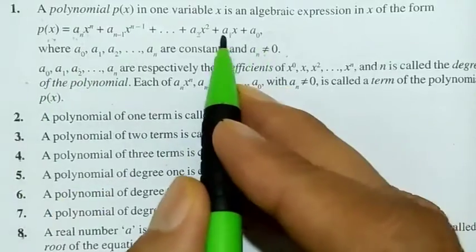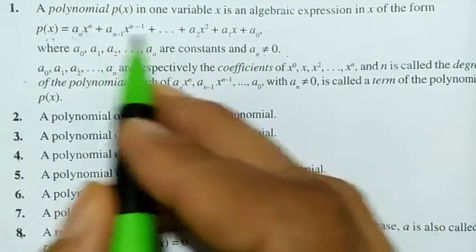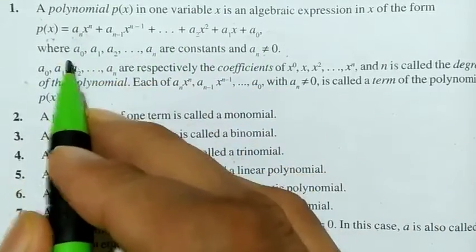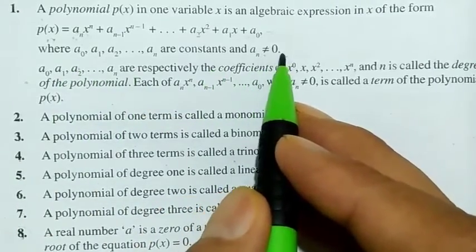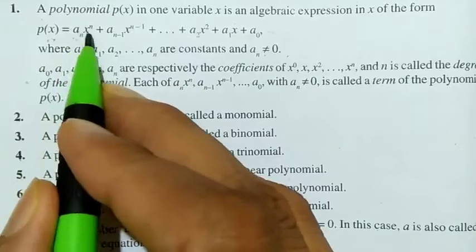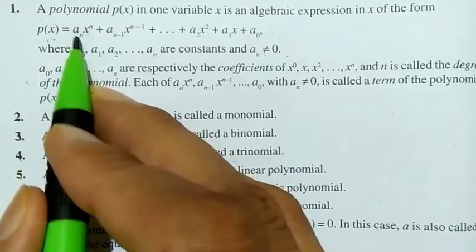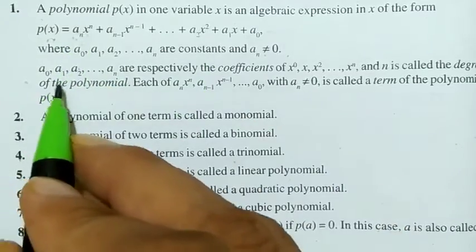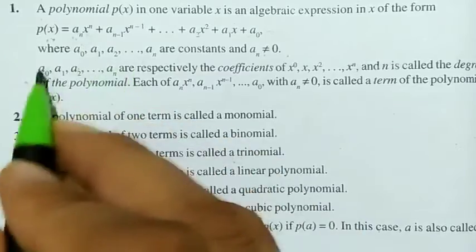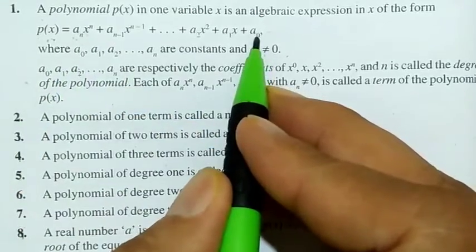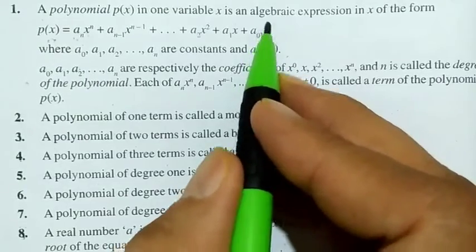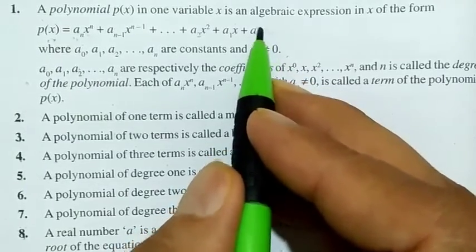Here a_0, a_1, a_2, up to a_(n-1), a_n, what are these? These are the constants, and a_n is not equal to 0. This a_n means the coefficient of x^n is not 0, meaning this term is there. So this is also called the coefficients. This a_0 is the coefficient of x^0, because there is nothing there, meaning x^0 is there.